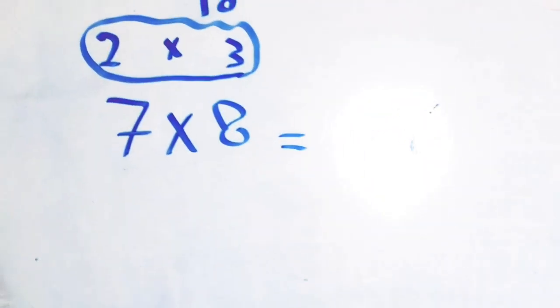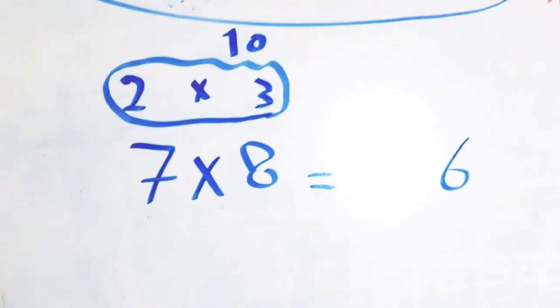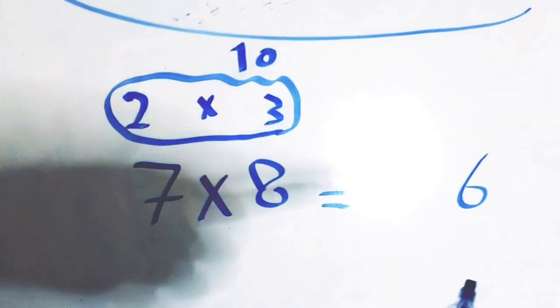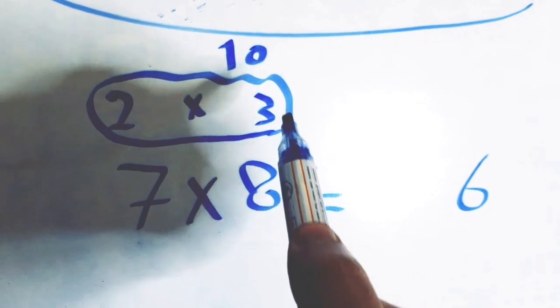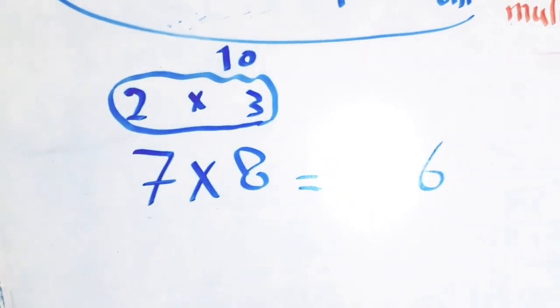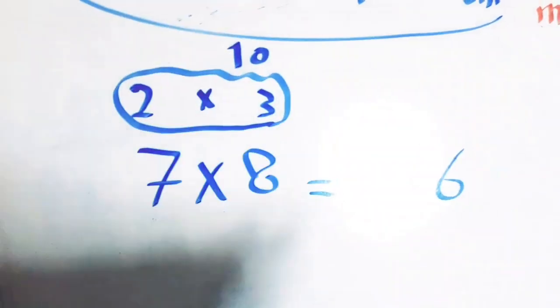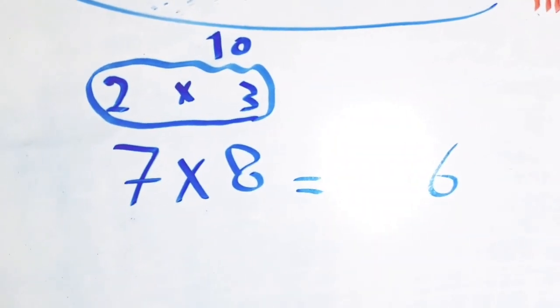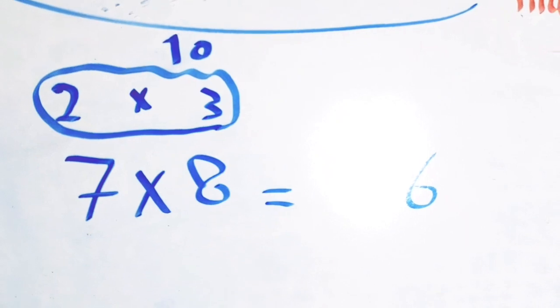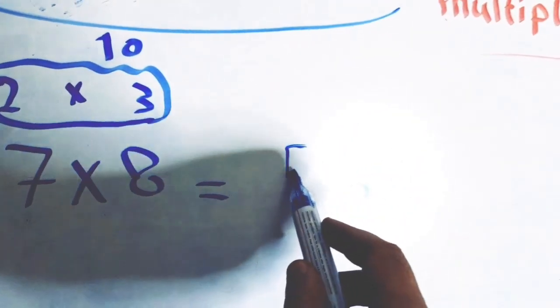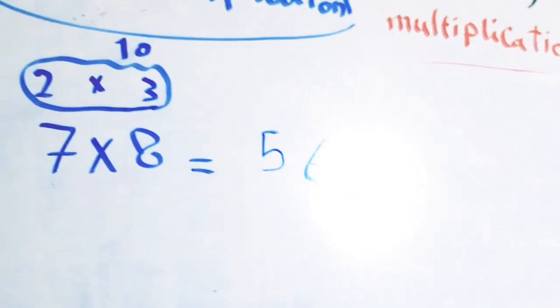After that, we do subtraction. We subtract 2 from 7 or subtract 3 from 8. The remainder will be the same. 7 minus 2 equals 5. 8 minus 3 equals 5. So we write 5 here at the tens place.